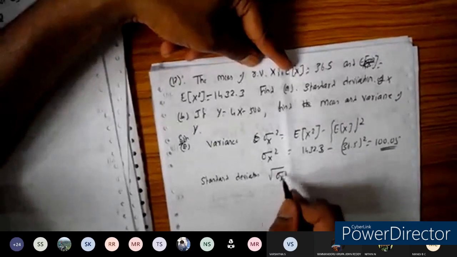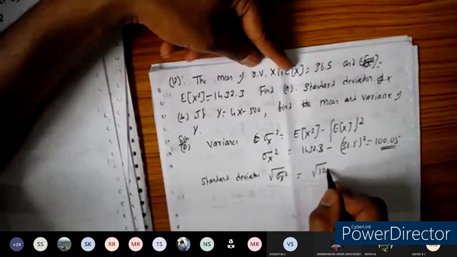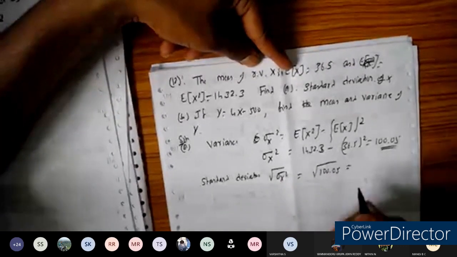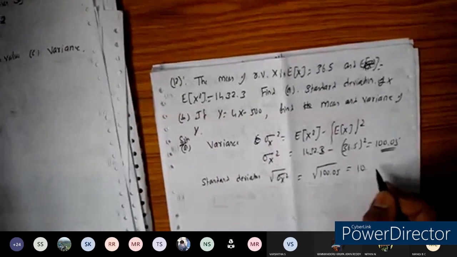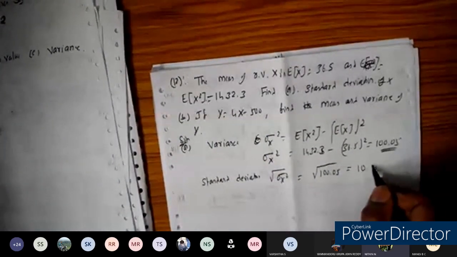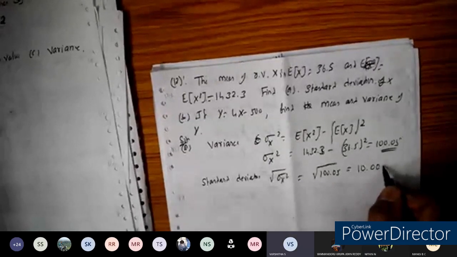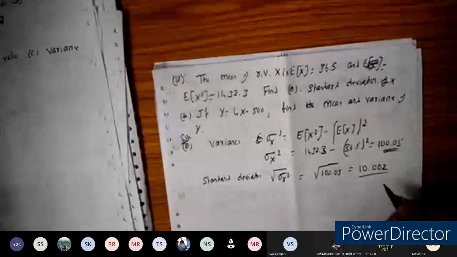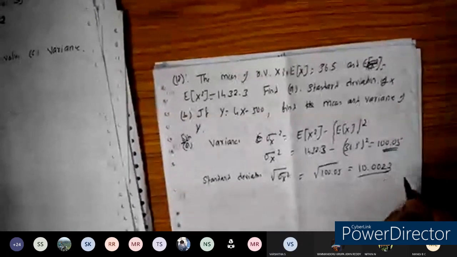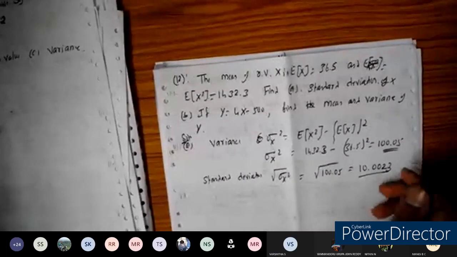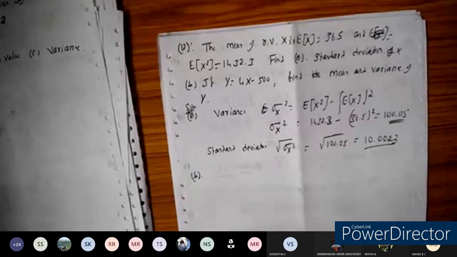Now the standard deviation is nothing but the square root of sigma x square, so the square root of 100.05. How much do you get? Almost 10, I guess. It will be 10.0023. Very good, excellent. So 10.0023 is the standard deviation we get here.